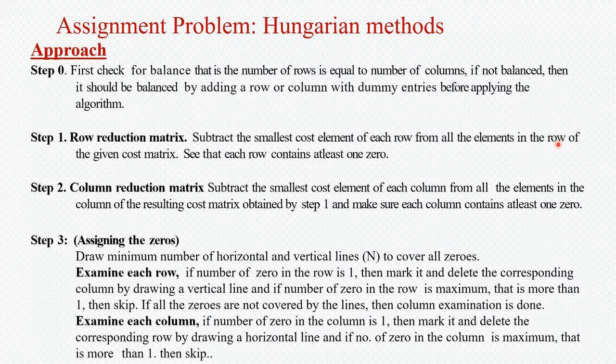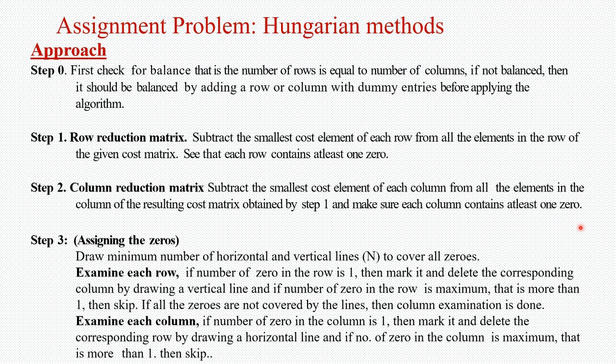Subtract the smallest cost element of each row from all the elements in the row of the given cost matrix. See that each row contains at least one zero. Step 2. Column reduction matrix. Subtract the smallest cost element of each column from all the elements in the column of the resulting cost matrix obtained by step 1, and make sure each column contains at least one zero.